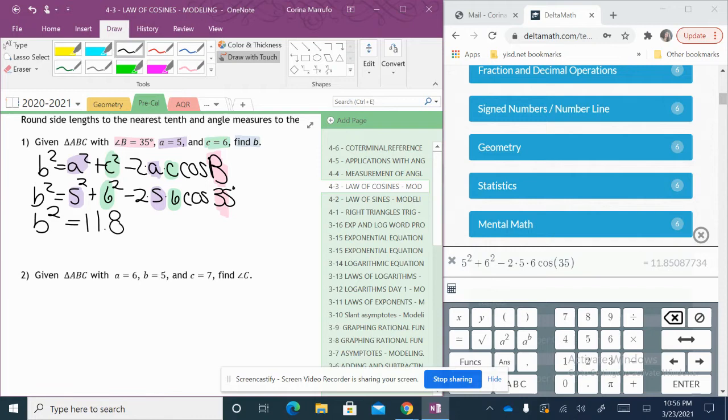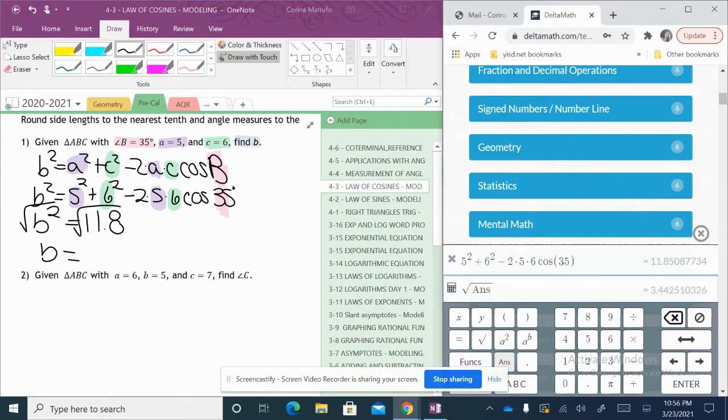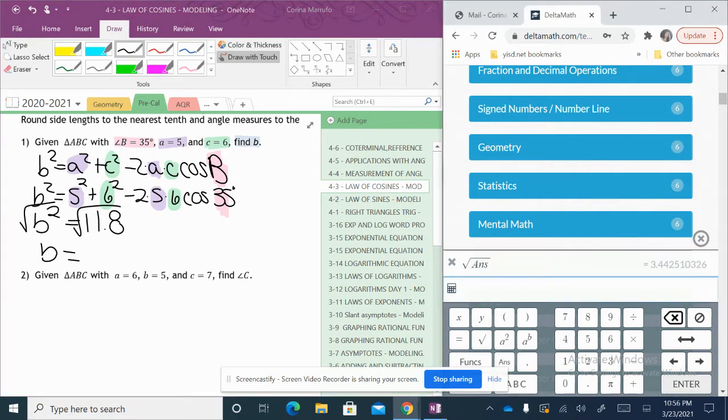We have one more step. Because the b is squared, we do have to take the square root. So this is going to give us b equals, and on my calculator, I'm just going to press square root and then answer, so that it puts the answer that we got previously in there. And it gives me 3.44. I don't think they give us units, so I think that's good. And it says to the nearest tenth, so I'm just going to put 3.4.